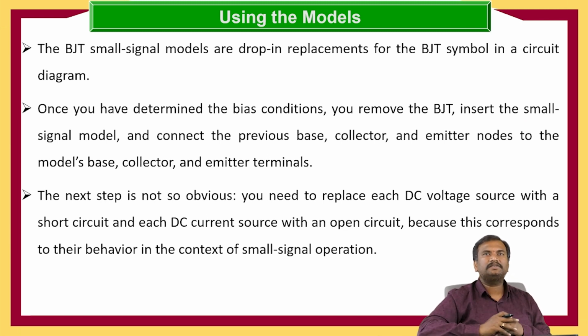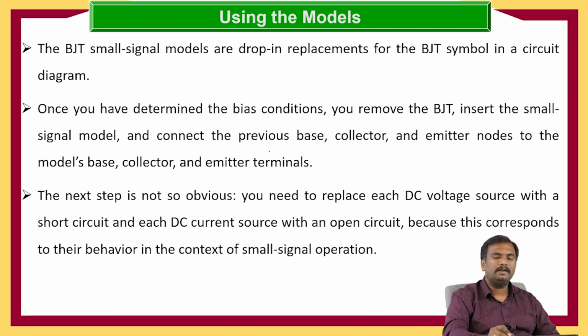That is, once we have biased the BJT, then we can replace it with a small signal model and connect the previous base, collector and emitter nodes to the model's base, collector and emitter terminals. The next step is not so obvious.